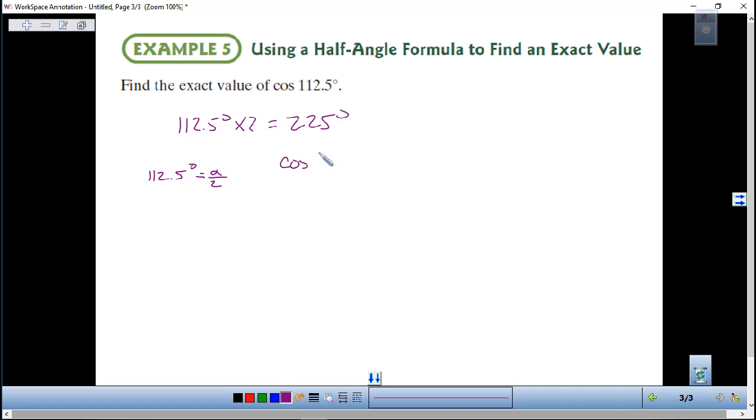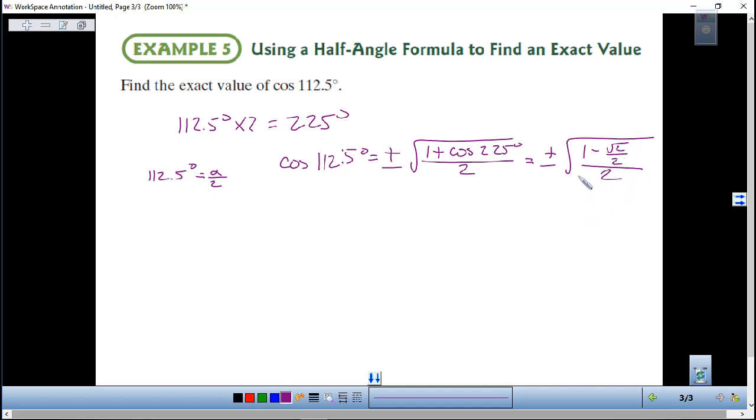So the cosine of 112.5 degrees is equal to plus or minus the square root of 1 plus the cosine of 225, alpha, over 2. Now when I go to simplify, I know the cosine of 225 is one of the 45s, so it's the square root of 2 over 2. And the 225 is going to be in quadrant 3. So adding a negative is the same thing as subtracting square root of 2 over 2. And it's still all over 2.